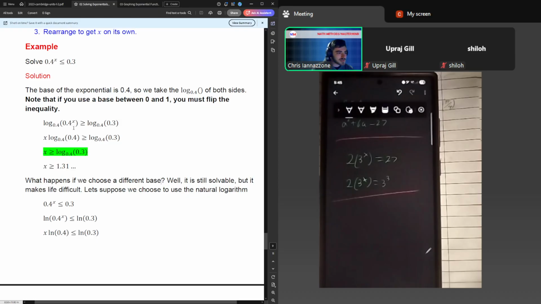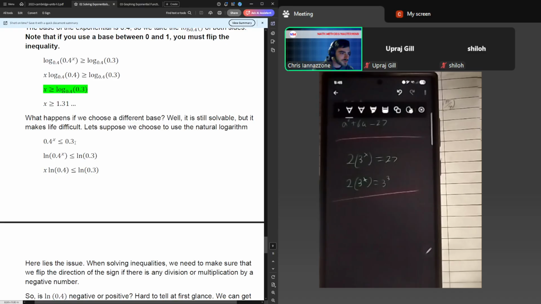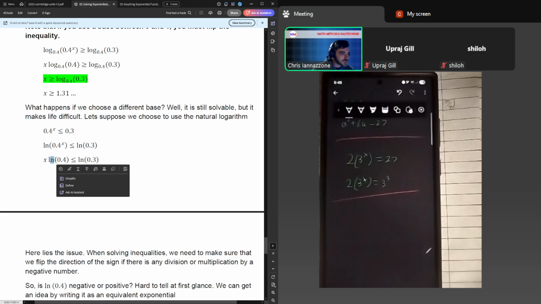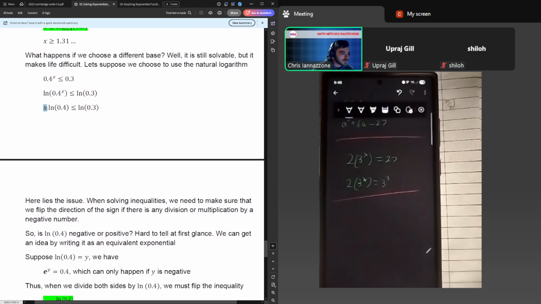If you, however, decide, forget that, I'm going to do whatever base I feel like. In this case, I'm choosing natural log, base e. You're still following the same sort of steps. You don't have to worry about your flip of the inequality, at least not yet. You do the power law to bring it out. Now, here's the thing. To get x on its own, you've got to divide by natural log of 0.4.